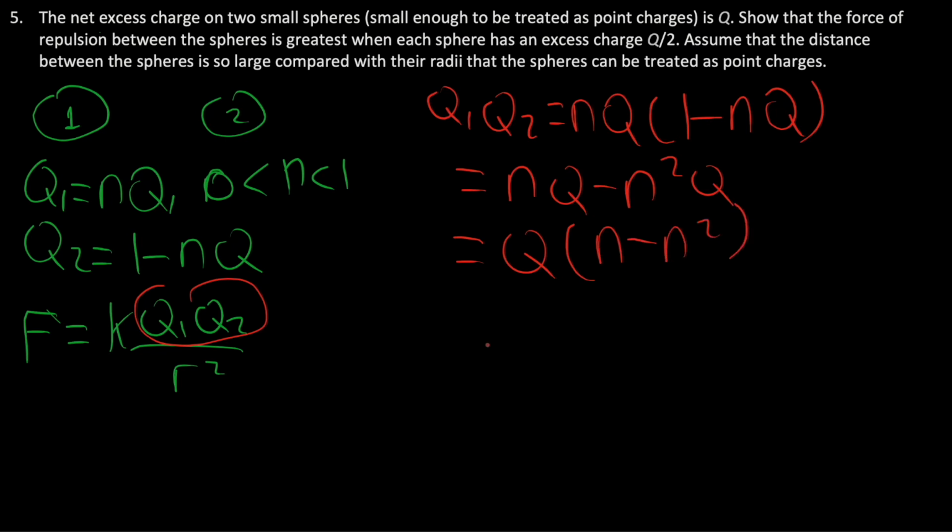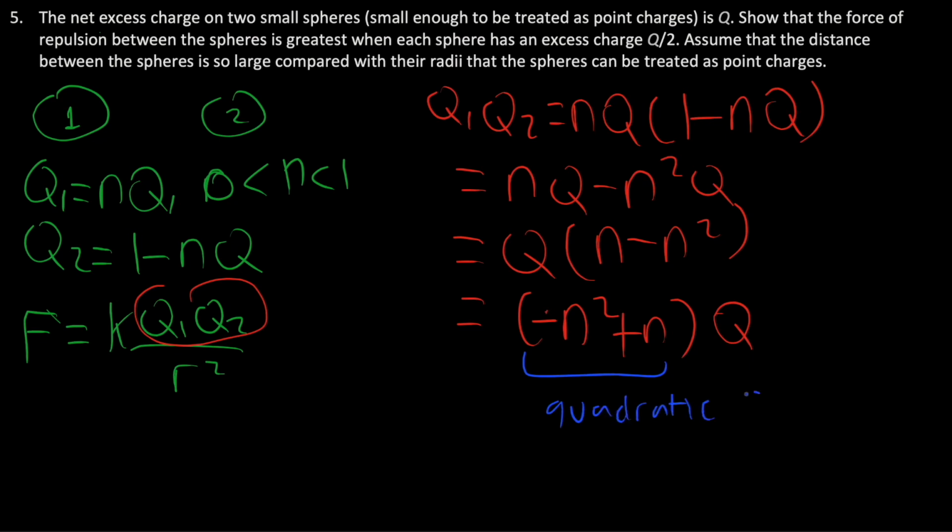So q is a fixed value. So we need to find the value of n so that n minus n squared has the maximum value. So I'm going to write it this way: negative n squared plus n times q. And here this part is a quadratic function. And because the sign is negative, it's going to look something like this. So here will be the maximum value.